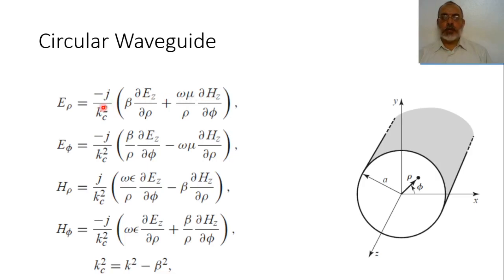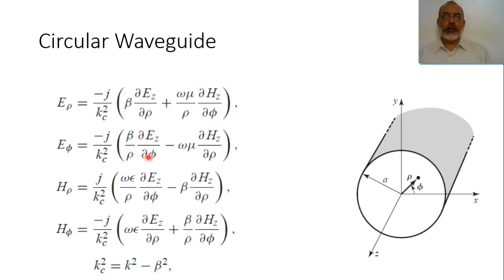And similar to the case of rectangular waveguides, if I'm talking about E rho, in terms of Ez, it would be proportional to the derivative with respect to rho. Similarly, if I'm talking about E phi in terms of Ez, it would be proportional to the derivative with respect to phi. But it should be noted here, the derivative with respect to phi cannot be with respect to phi only. It is usually 1 over rho partial by partial phi.